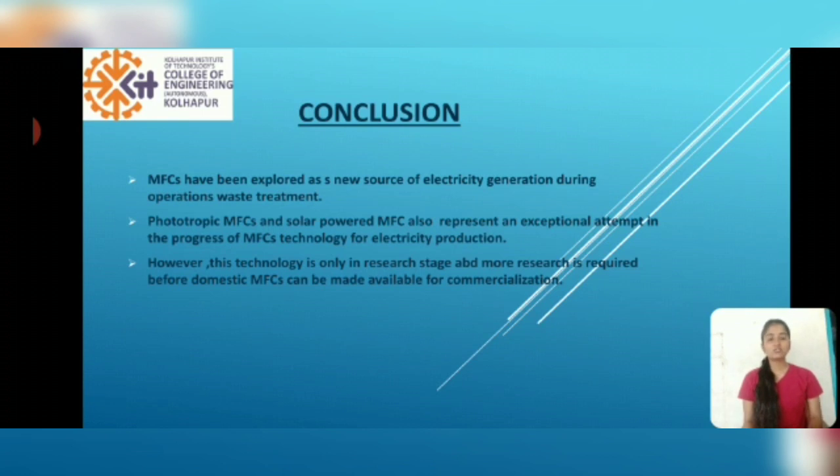However, this technology is only in the research stage and more research is required before the domestic microbial fuel cell can be made available for commercialization. Provided the biological understanding increases, the electrochemical technology advances and overall electrode prices decrease, this technology might qualify as a new core technology for conversion of carbohydrate to electricity in years to come.